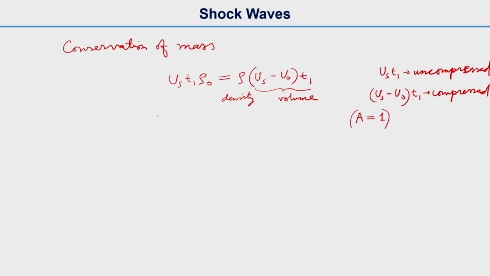When we cancel out the time T1, the final expression we can write is Us rho naught equals (Us minus Up) multiplied by rho. This is the relation we get from conservation of mass. And then for momentum, we will use conservation of momentum.